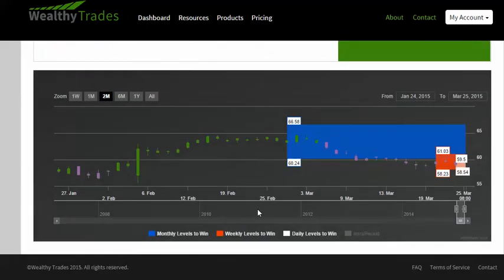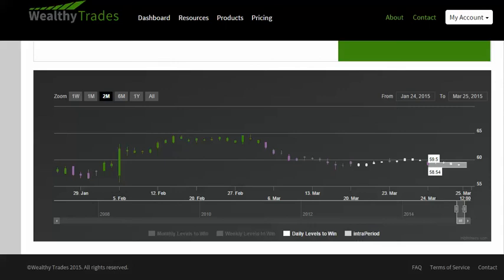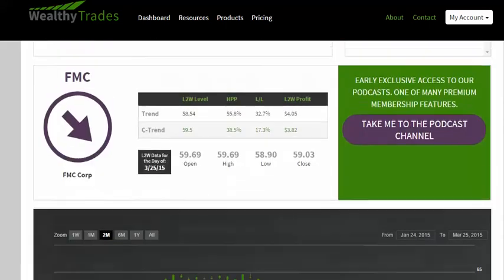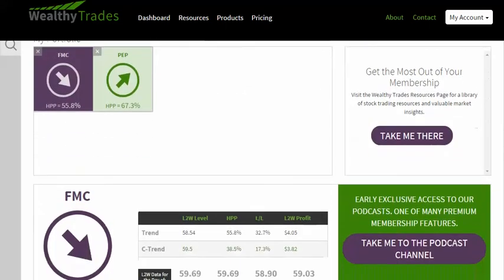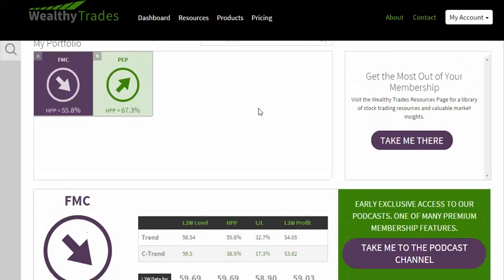Now let's look at the FMC chart here real quick. Yeah, it's been pretty volatile. So here's what we're going to do. We are going to short FMC at the open. If it gets down to 58.54, I'm going to add to the position there because it makes money and historically it closes below that level. If it rallies up and hits 59.50, I'm going to add to the position there because historically it sells off from there.